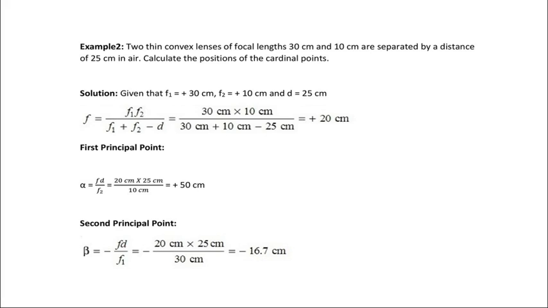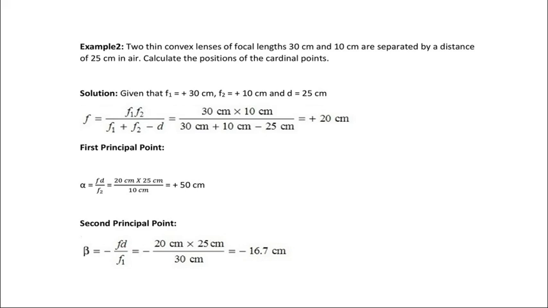Next example. Example 2. Two thin convex lenses of focal lengths 30 cm and 10 cm are separated by a distance of 25 cm in air. Calculate the positions of the cardinal points. Solution. Given that f1 is equal to plus 30 cm, f2 is equal to plus 10 cm, and d is equal to 25 cm. Here plus and minus indicate the sign conventions.